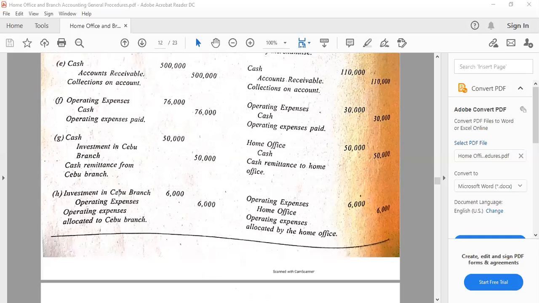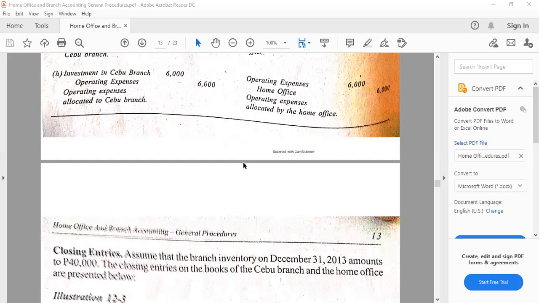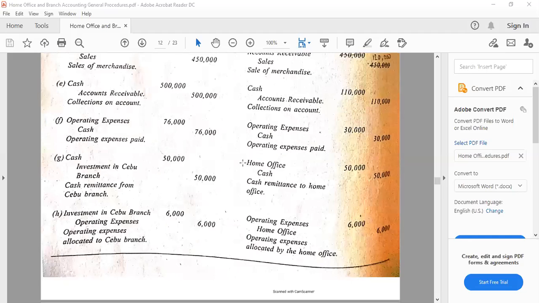So here for letter H, we have to debit investment in Cebu branch and credit the expenses for the allocation. And then on the part of the branch, in the branch book, we will have to record the operating expenses, 6,000, and credit home office, 6,000. So just think of the opposites. Bottom line, before closing entries, again, we think of the opposites.